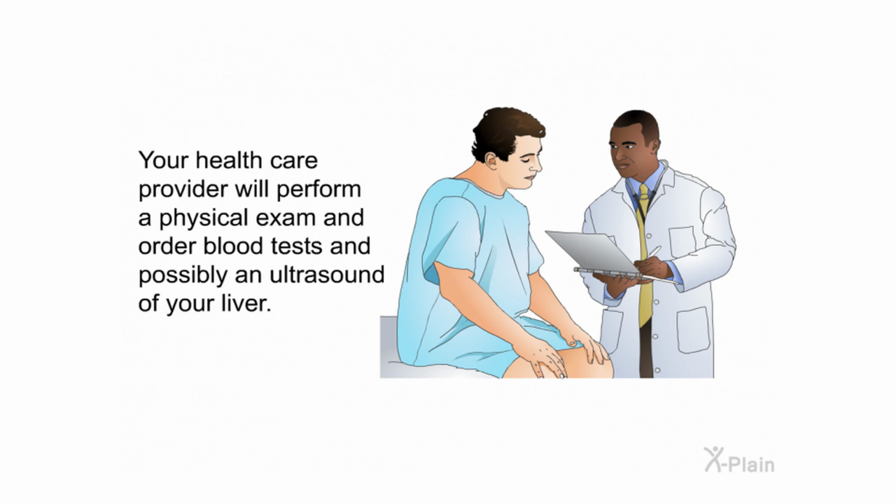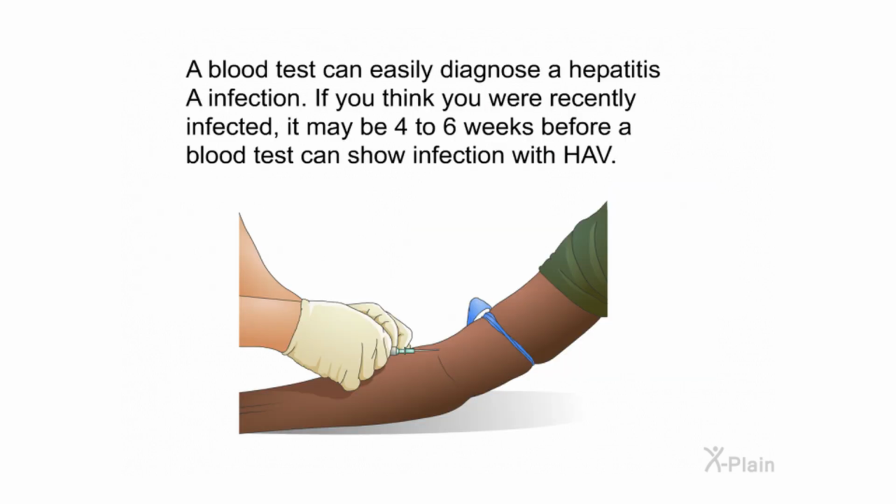Diagnosis. Your healthcare provider will perform a physical exam and order blood tests and possibly an ultrasound of your liver. A blood test can easily diagnose a hepatitis A infection. If you think you were recently infected, it may be 4 to 6 weeks before a blood test can show infection with HAV.